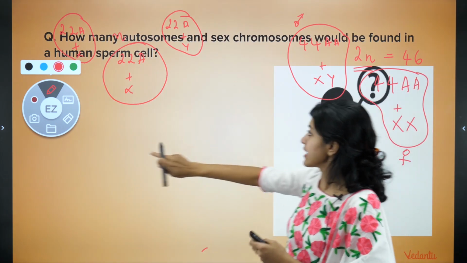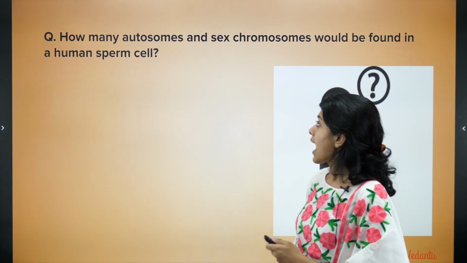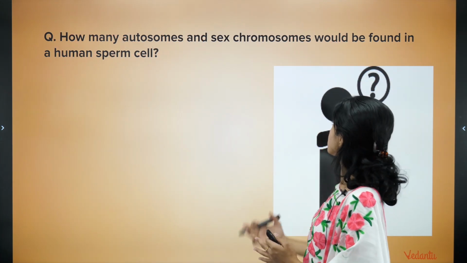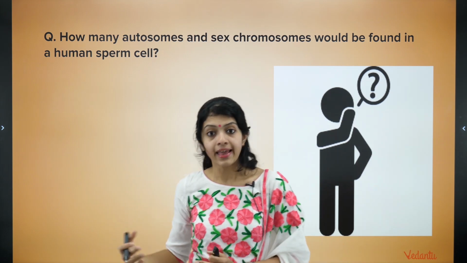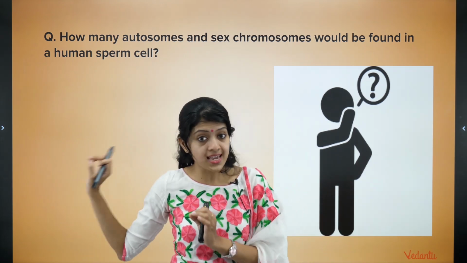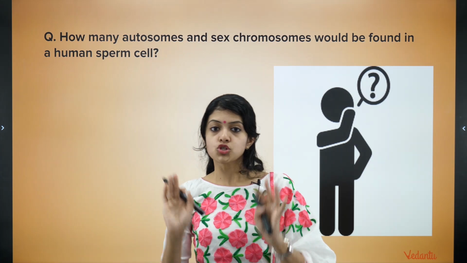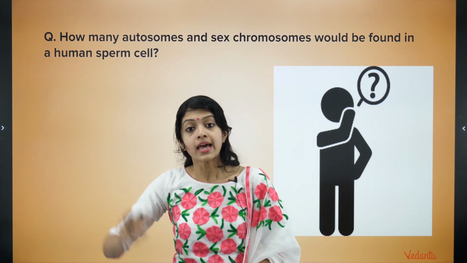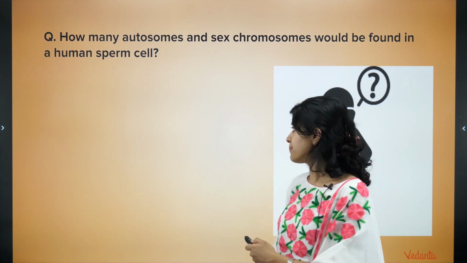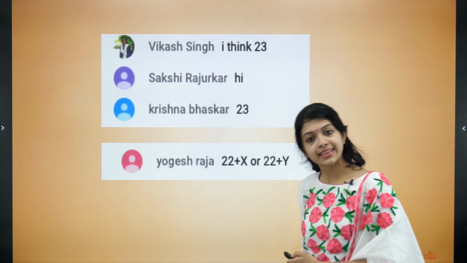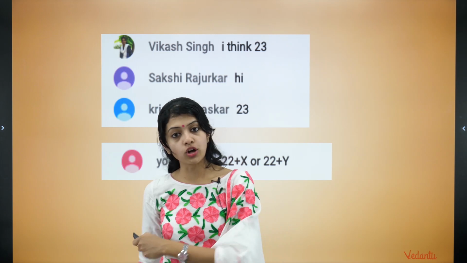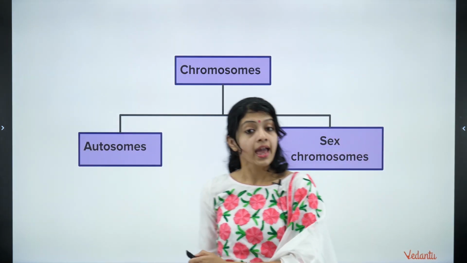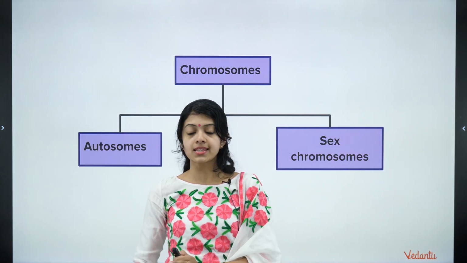Now you can relate it to the question, how many autosomes and sex chromosomes would be found in a human sperm cell? If I had asked you in a human egg cell, your answer should have been 22 plus X, 22 autosomes and 1 X chromosome. Since the question was sperm, this would be the correct answer. I hope you have got this completely clear in your head. It's a very important concept to understand.